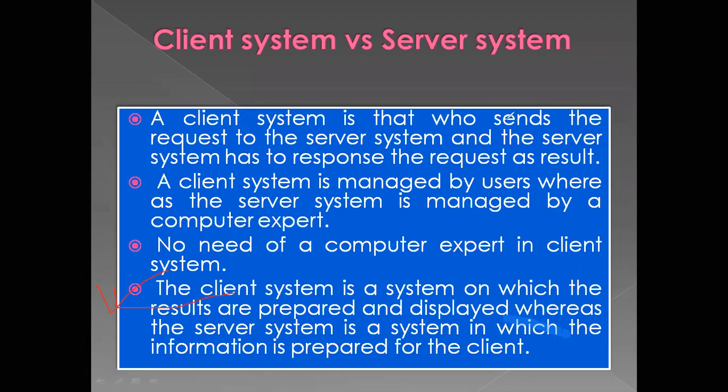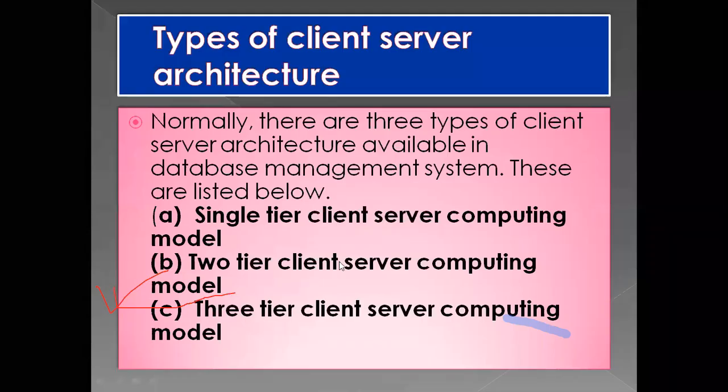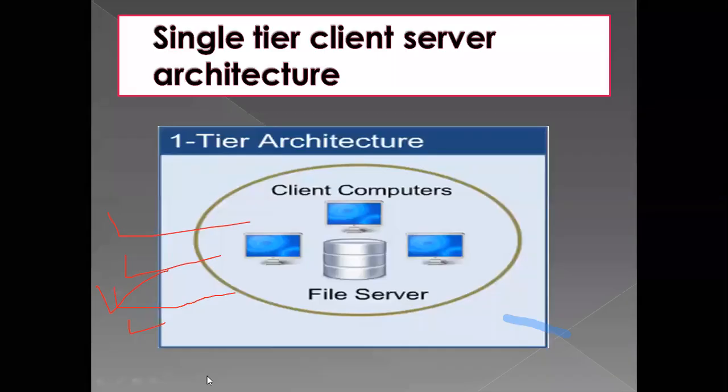Well, now, if we talk about the different types of client-server architecture, normally we have three of them. First one is the single-tier client-server computing model. Then the next one is the two-tier client-server computing model, and the third one is the three-tier client-server computing model. Okay. Let's go to the first one. So the first one is the single-tier client-server architecture.